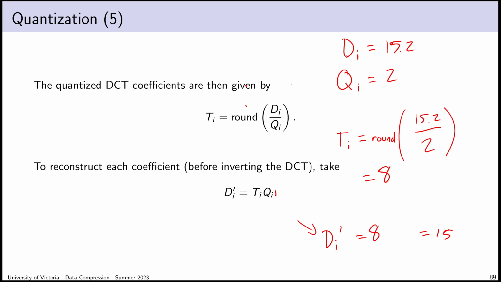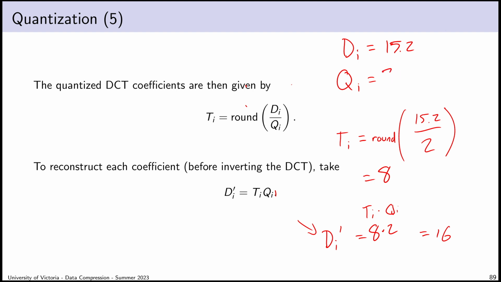Okay, the decompressor then gets this value 8, and to recover the coefficient, it takes the 8 and multiplies it by QI. So this will be TI times QI. It multiplies that by 2, and it gets 16. And you can see this, of course, has an error over what I was trying to send. And that's the point of the quantizer. I send the value 8, I've reduced the accuracy.